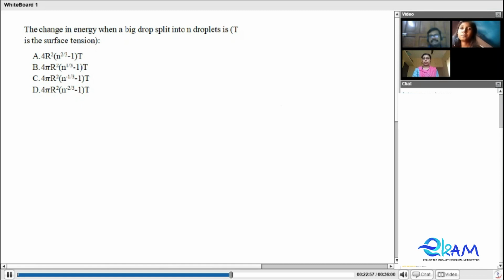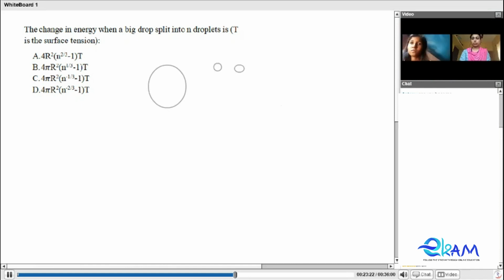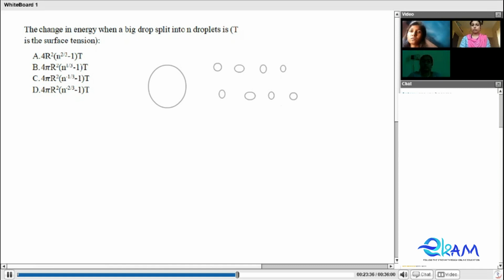The change in the energy when a big drop splits into n droplets is... So I think all of you understand the question. What is the energy change when a bigger drop splits into n droplets? Initially we have a larger drop, then somehow we are splitting that larger drop into 8 small droplets. So they are asking what is the change in energy when it is split into 8 drops.